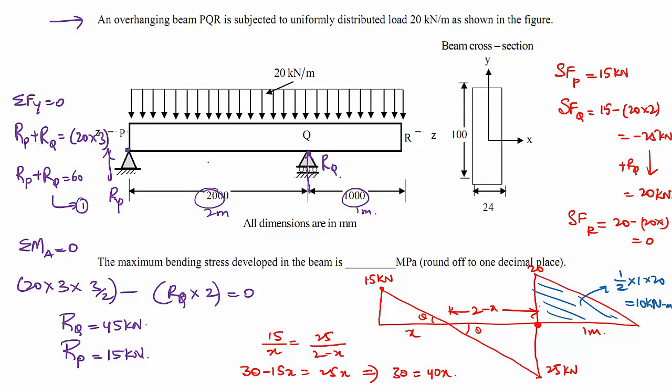Now similarly, let me calculate the bending moment where the shear force is changing to 0. So this is another area, or I can place the section here. That is RP. X we have got as 0.75. So RP into 0.75 minus. Let me mark these points as P, Q, and R, and say this as S.